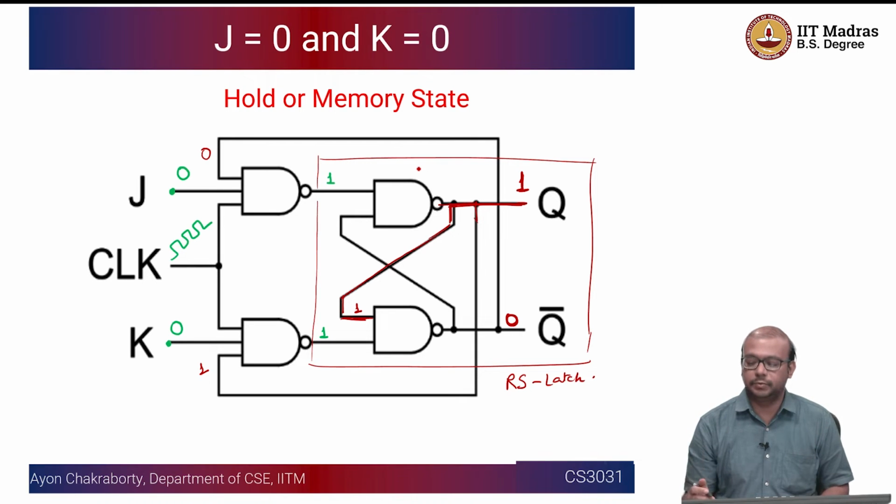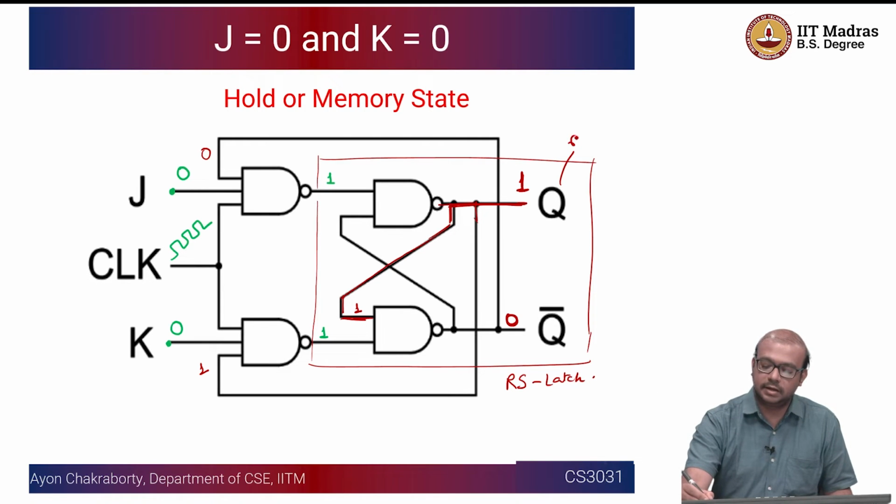So this is going to act as a hold state or a memory state, which means that it is remembering the previous input. So Q and Q bar are not going to be changing depending on the value of J and K. If J and K are equal to 0 and 0, Q is going to be retained, and of course Q bar is also going to be retained.